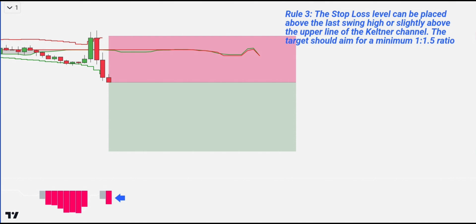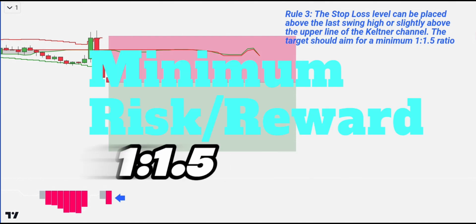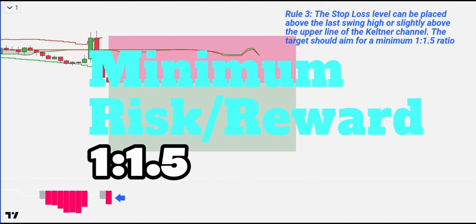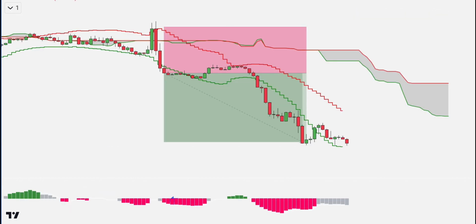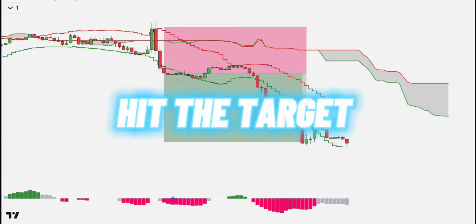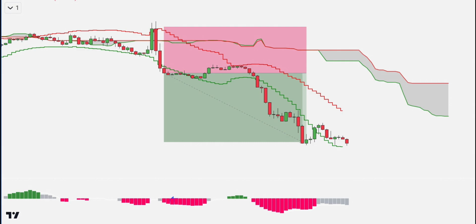Rule 3 is all about managing risk and setting targets for our short positions. By placing our stop loss either above the last significant swing high or just above the upper line of the Keltner channel, we ensure that potential losses are controlled. Simultaneously, targeting a minimum risk-reward ratio of 1 to 1.5 allows us to seek opportunities with favorable profit potential compared to the risk involved. This rule forms the cornerstone of our risk management strategy. When we consider a 1.5 reward ratio, this trade has been successful.